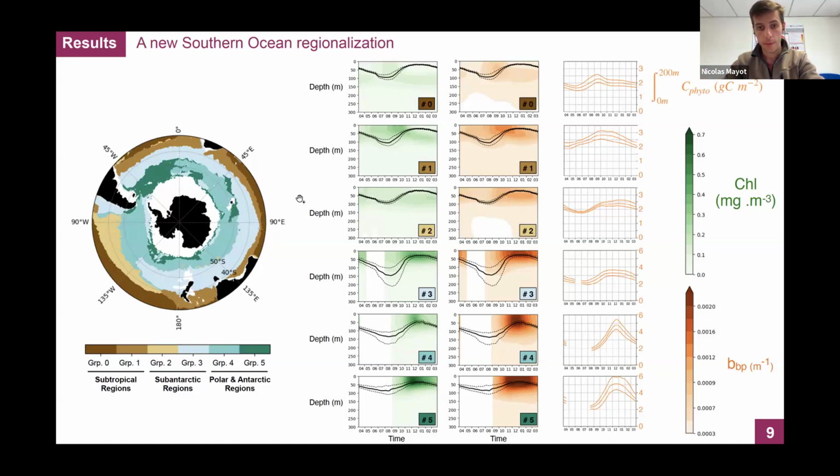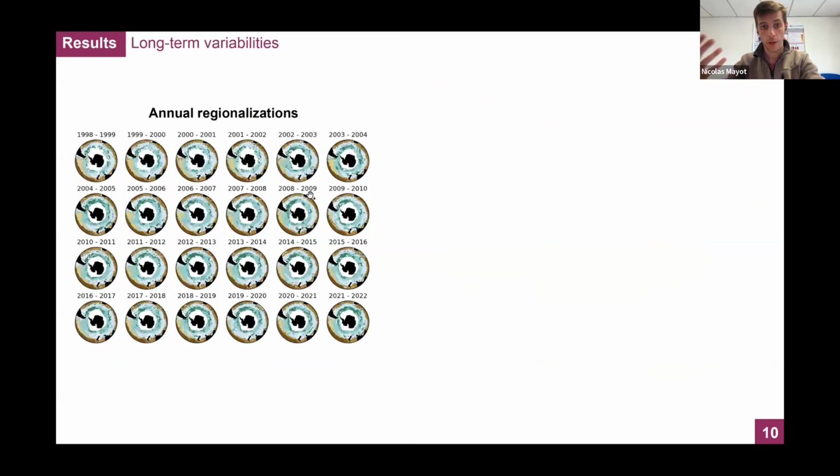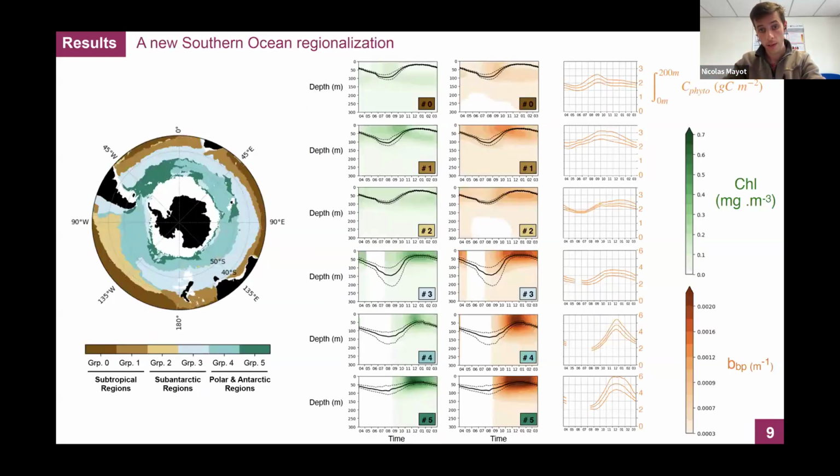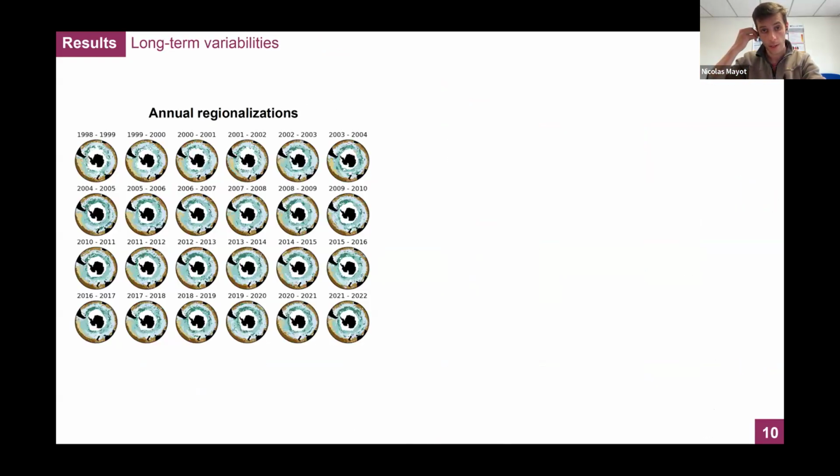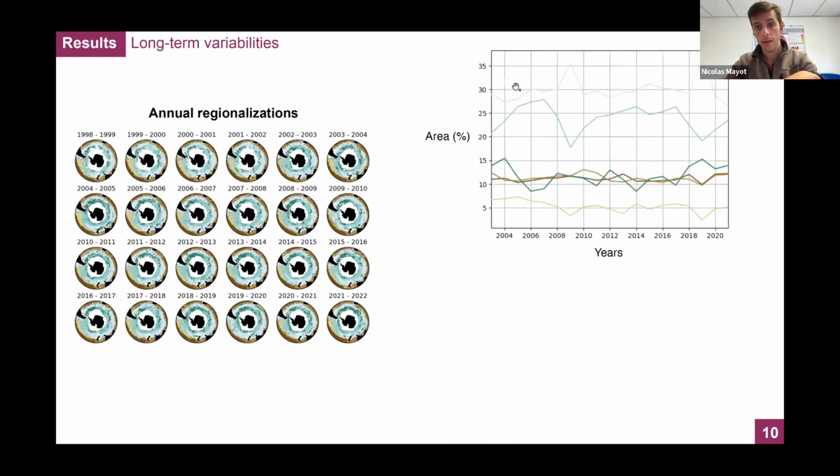And as I have said before, I have done this regionalization for each year. So you can imagine that you have this map here, but for every year, which allowed me to do some analysis about the long-term variability and the internal variability. And what I have done here first is that I look at the area associated with each of these regions and see if over time I have one region which is increasing in terms of the size or decreasing.